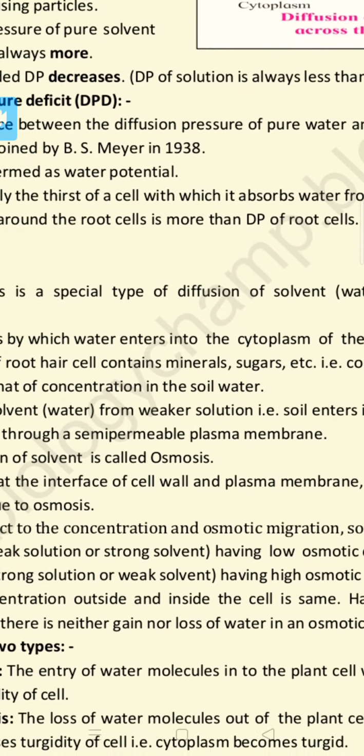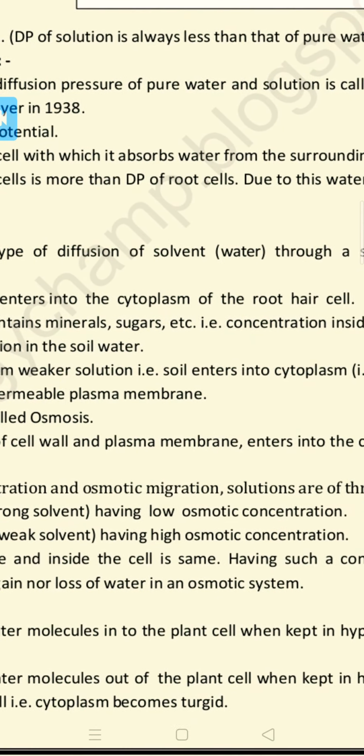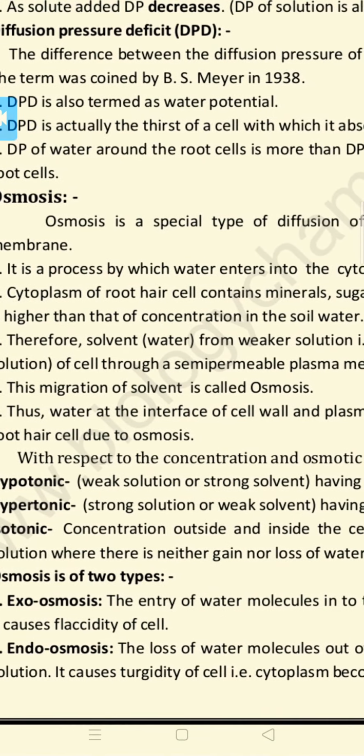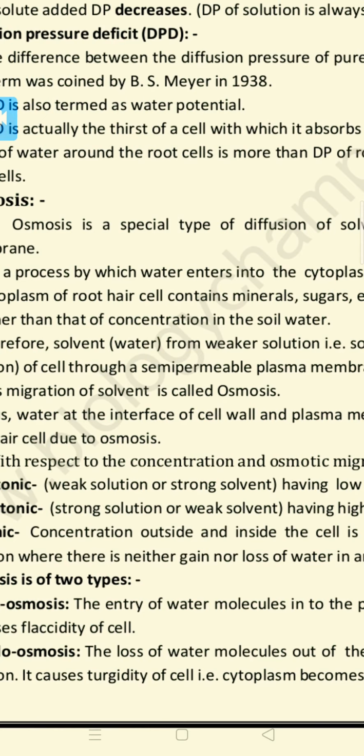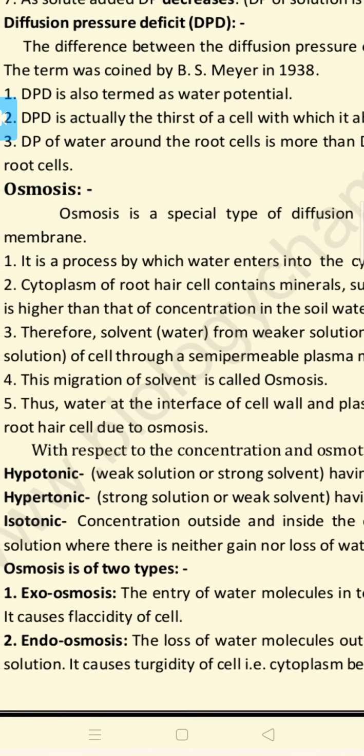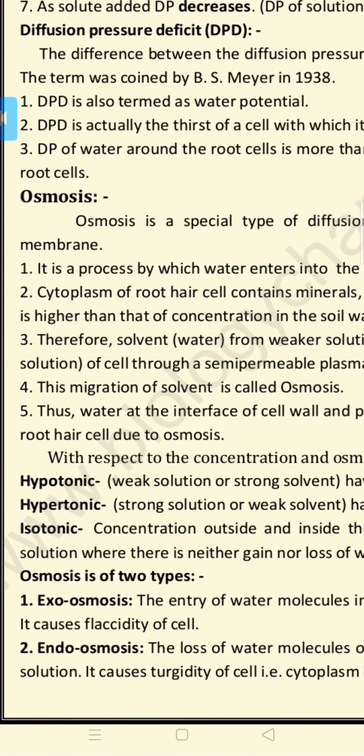The cytoplasm of a root hair cell contains minerals, sugars, etc. That is, the concentration inside the root cells is higher than the concentration in the soil water. Osmosis takes place from lower concentration to higher concentration, that is, the concentration outside the root cell in the soil is lower than the concentration inside the cell of the root hair. This migration of solvent is called osmosis. This overall process is called osmosis.